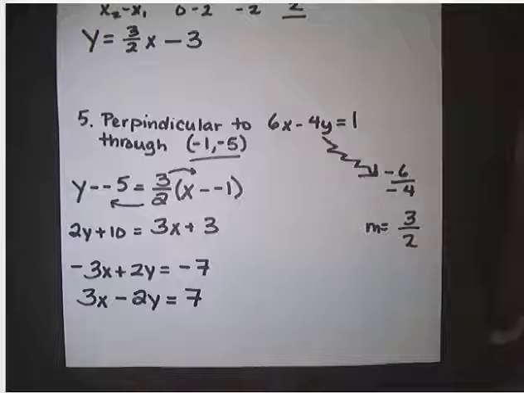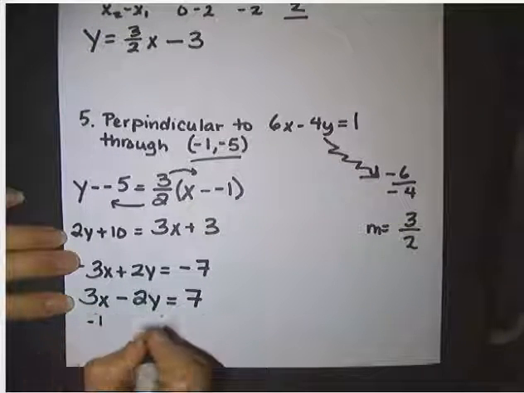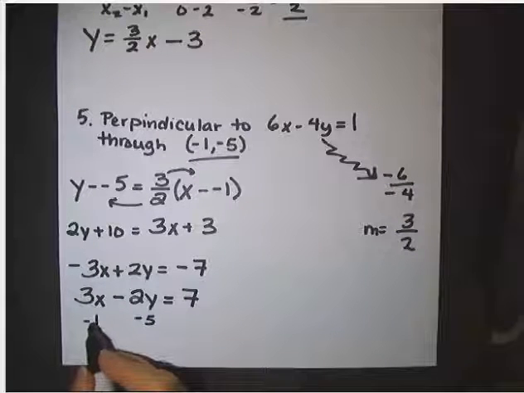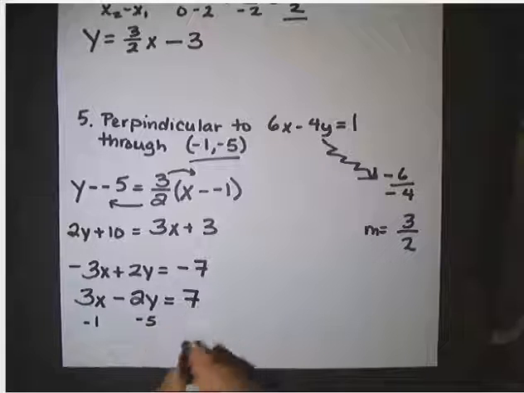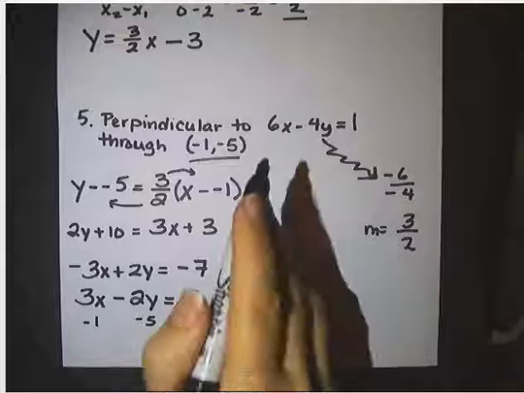So how can we check? We can easily plug in this point, -1, -5, and make sure it is true. -3 plus 10 is 7. Yay! So I at least know it has the right point. Now you might want to double check the slope and make sure the slope's correct, but we're looking pretty good.